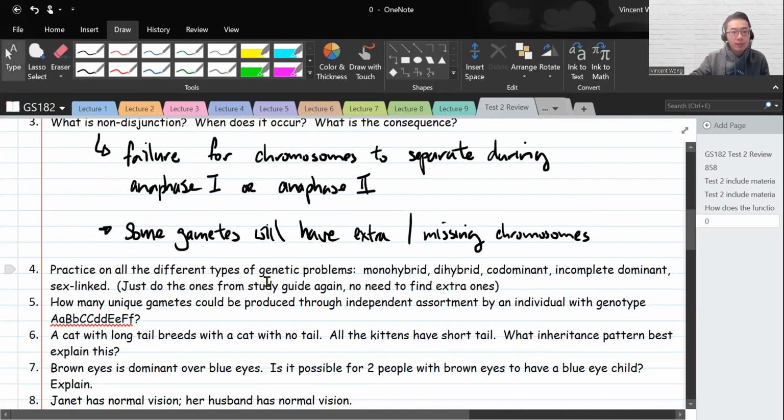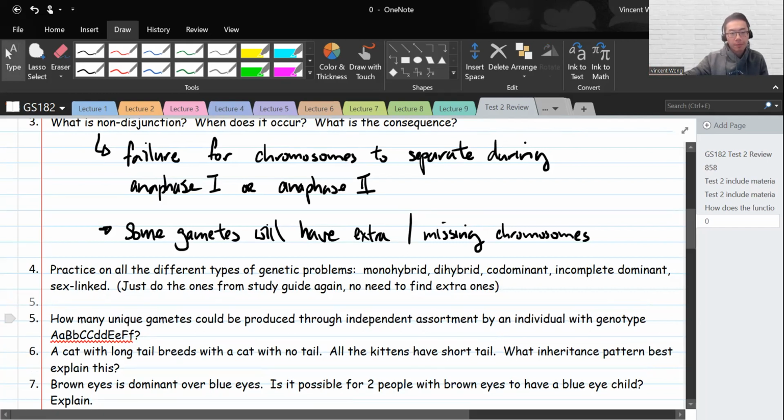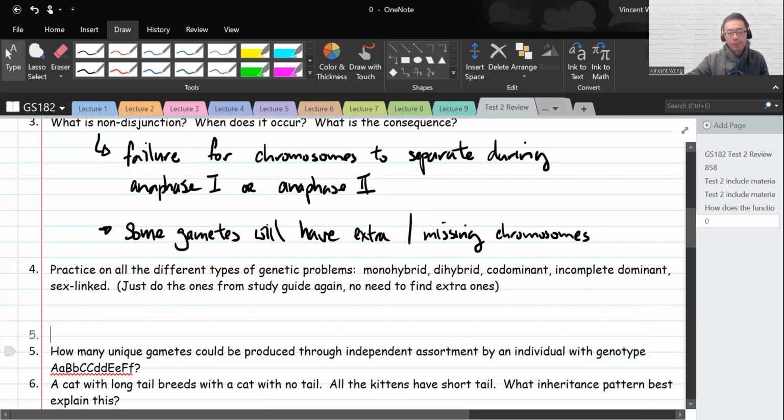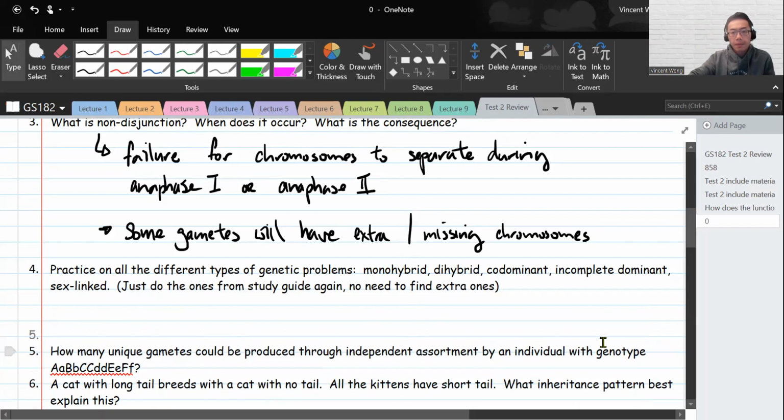Let's see. Practice all the different types of genetic problems: mono, hybrid, dihybrid. Yeah, so there are going to be some of those questions again, like the Punnett square ones. You will see them maybe in multiple choice. You will also see them in the long answer, written response section as well. So make sure you redo some of those word problems from the study guide. And I know I didn't hand back quiz number 4, but quiz number 4 is essentially the same as the review sheet that I gave you, right? So if you were able to do those problems on the review sheet for quiz 4, you should be okay.